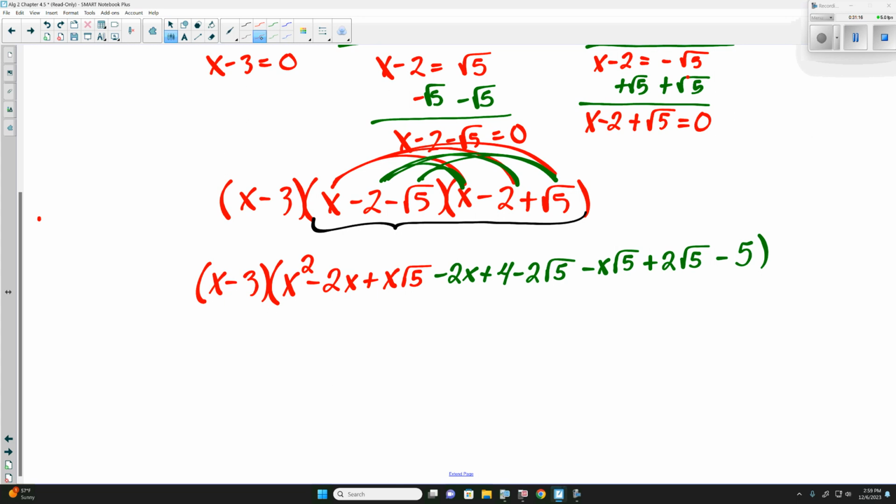For square root of 5? Yeah. Square root of 5 times square root of 5 simplifies to 5, because 5 times 5 is 25. What's the square root of 25?